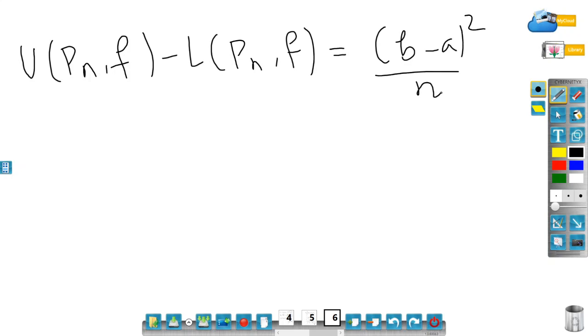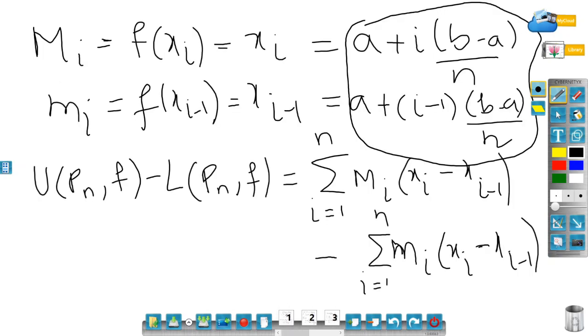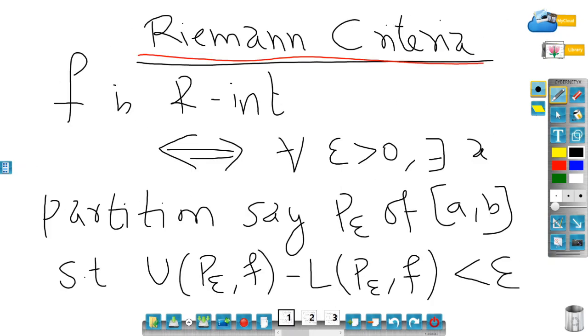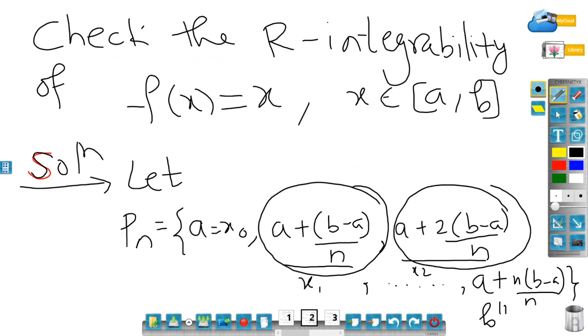My target is to show that this is less than epsilon. If I could show that this is less than epsilon, then my question is to check f is R integrable. So I need to check whether. Actually, I should have given the question as: prove that f is R integrable.